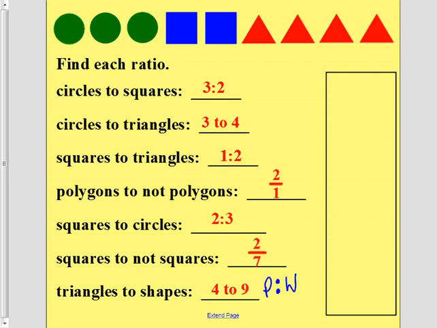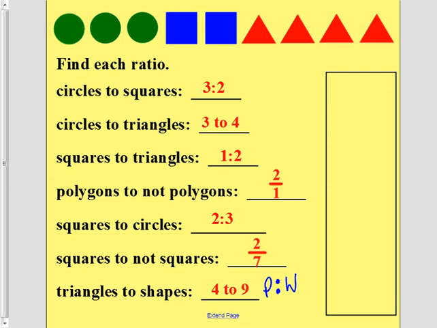Now the one before it, squares to not squares, yes, the whole group is either squares or not squares, but each of those 2 categories by themselves are each only a part of the whole. And the same thing for polygons and not polygons. The squares and the triangles are polygons. The circles are not polygons. So that's a part-to-part ratio.